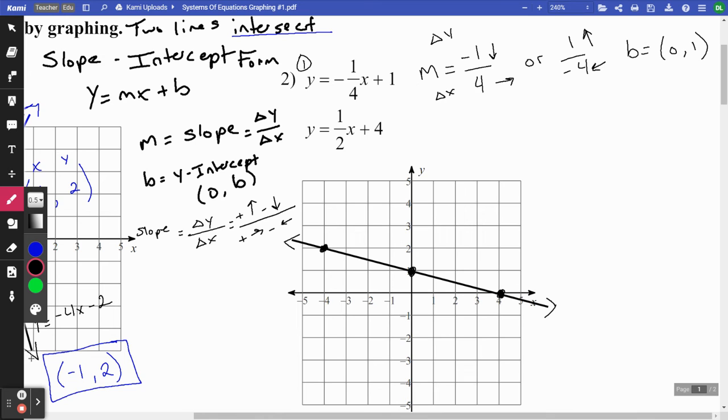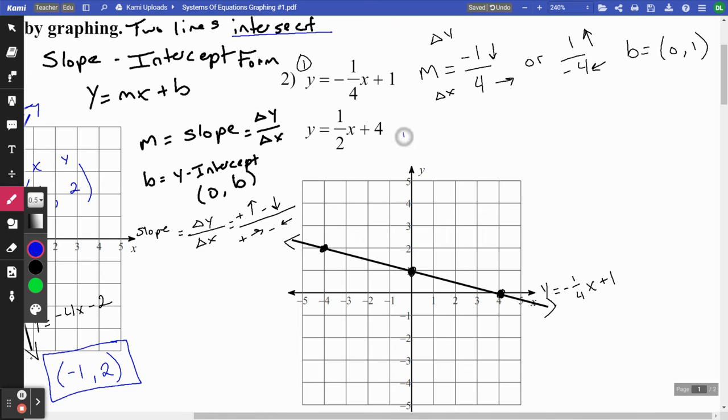And now we're going to do the second equation. I'm going to do it in blue. Whatever color you choose to do it as, that's fine. If you're not choosing to do a color, remember to label your equations, okay? Remember to label your equations.